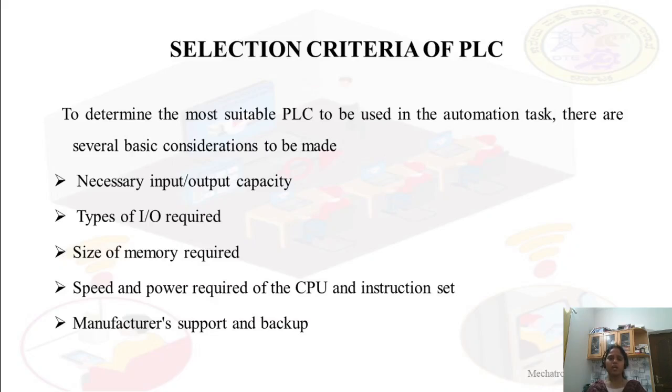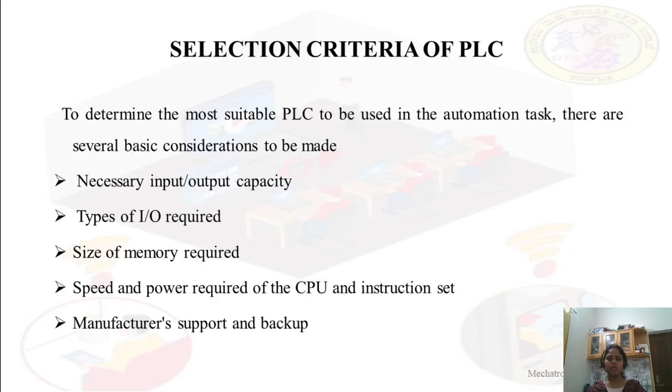And types of I/O required. Types of I/O means, as in the last slide we have seen, whether it is an analog input or output or a digital input or output, which one we need. Then size of memory. How much memory is required for our task? Because more memory means again the cost will increase. So that is why we have to decide.